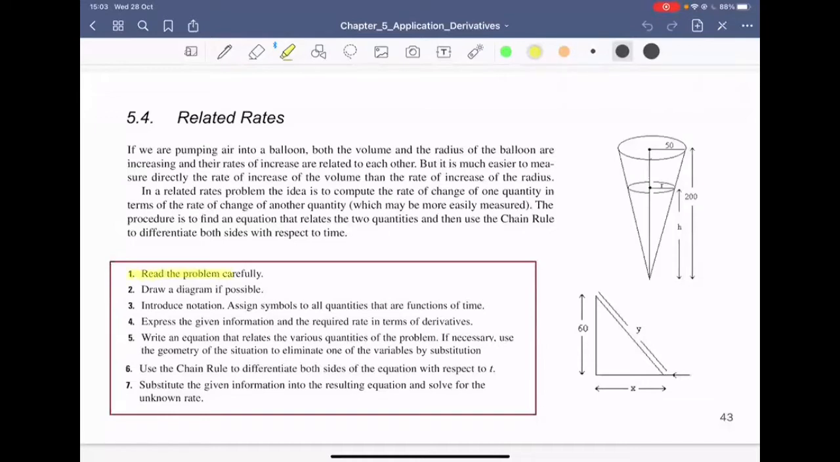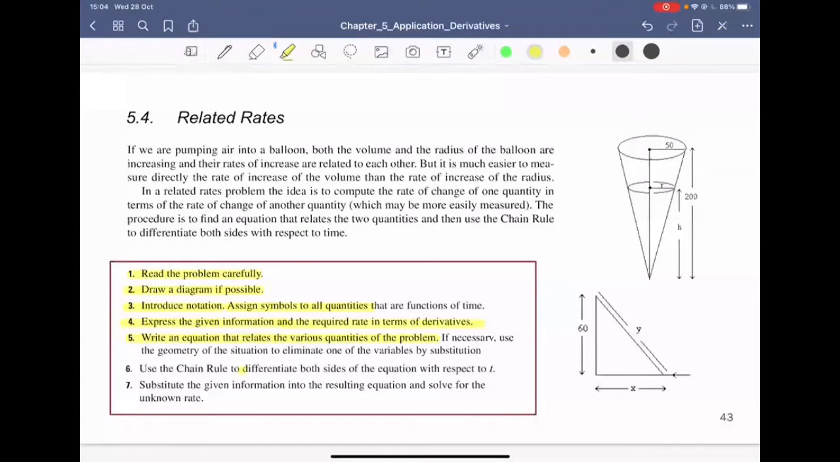So you have to read the problem carefully. Next, you need to draw a diagram if possible, and then after that you need to introduce the notation. The idea is you try to assign symbols to all quantities that are given in the question, and then after that you're trying to express the relationship between them. Once you express the relationship between them, you can take the derivative with respect to t.